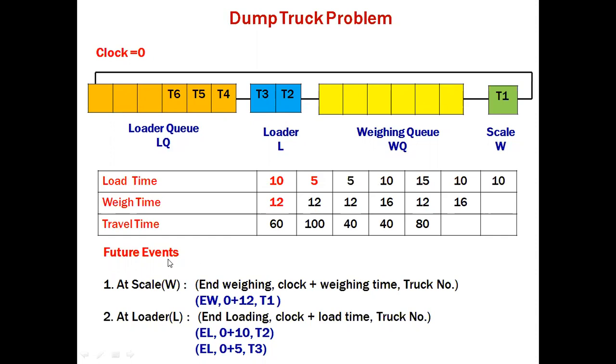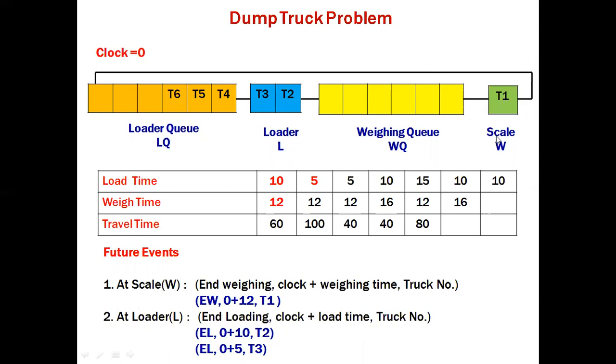So let us see what are the future events. You have to remember that there are only 3 kinds of future events here. One is at the scale, the other one is at loader L, and the other one is the trucks which are out of the scale, traveling. So only 3 types of events we have. Here as such, we don't have any truck which is outside, so we have only 2 types of future events.